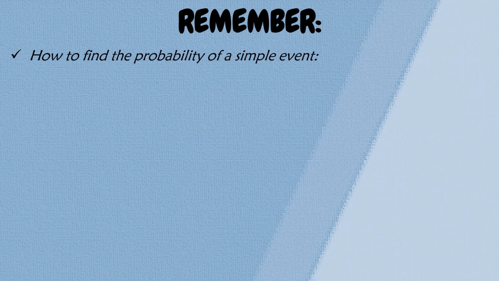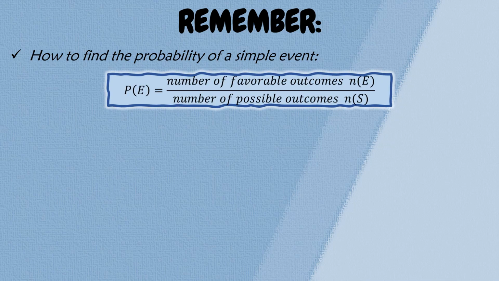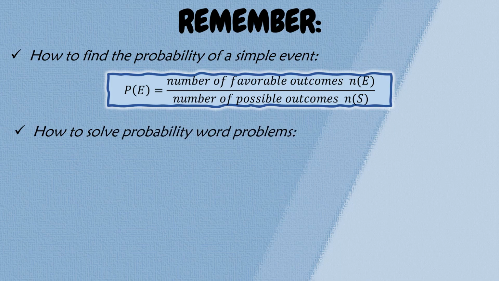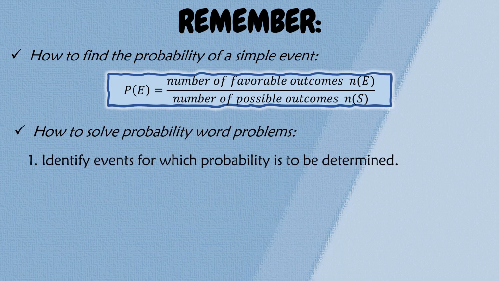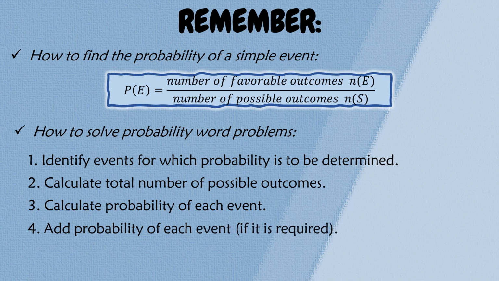So let us now summarize what we have learned about this lesson. How to find the probability of a simple event. We will use the formula P, or probability of event, is equal to number of favorable outcomes over the number of possible outcomes. How to solve probability word problems. Step 1 is identify events for which probability is to be determined. Step 2, calculate total number of possible outcomes. Step 3, calculate probability of each event. And the last is add probability of each event if it is required.